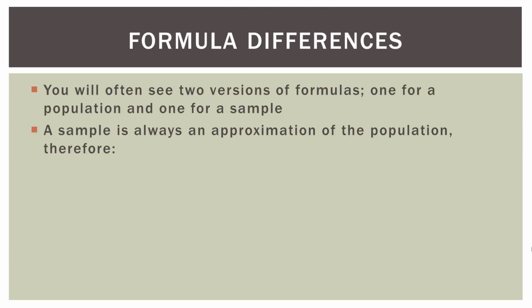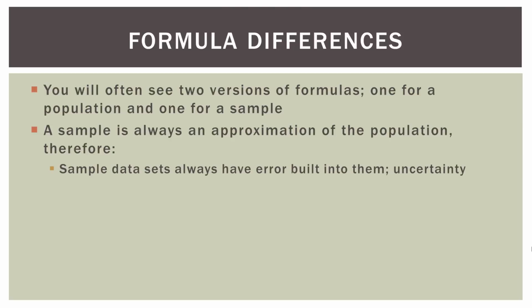So if I want to know the average number of hours spent online by children ages 11 to 17, I go out and survey, or I determine how many hours they spend online during a week. Now, let's say I ask 100 young people how much time they spend online during the week. Those 100 subjects in my study are only an approximation of all 11 to 17-year-olds' online time. Always an approximation. Therefore, sample data sets always have error built into them, some uncertainty.